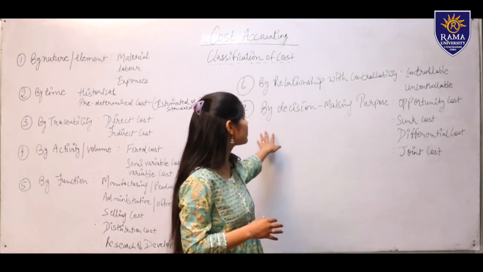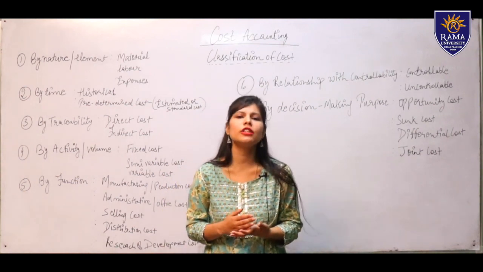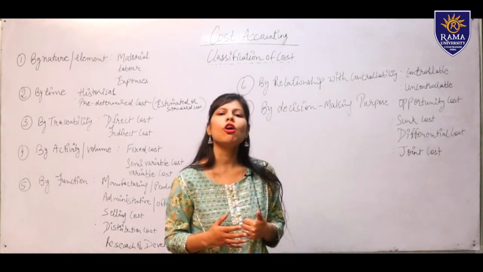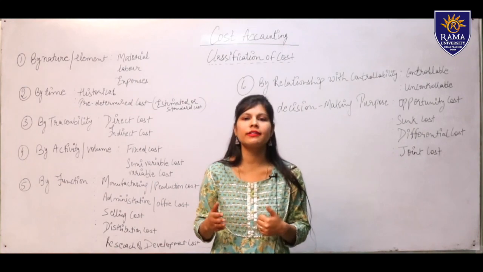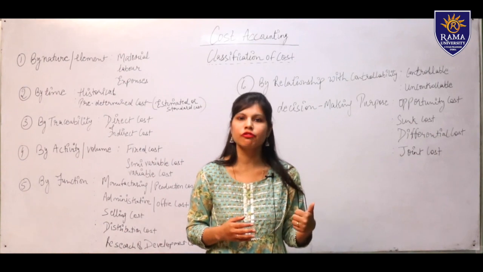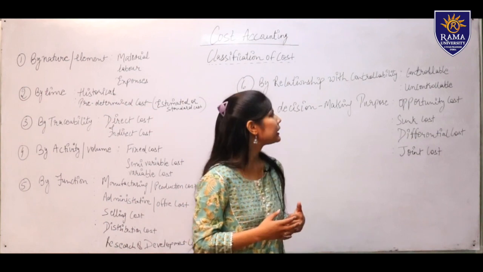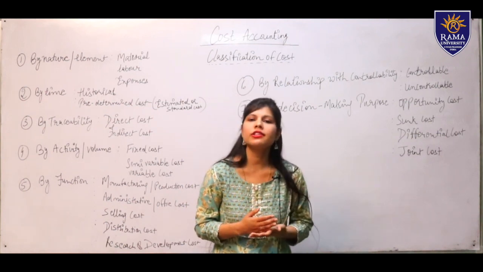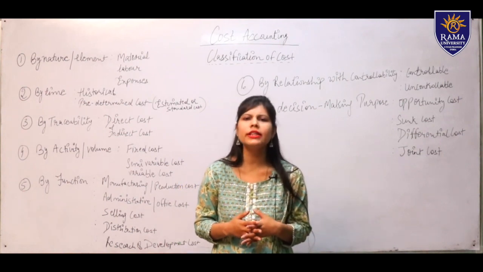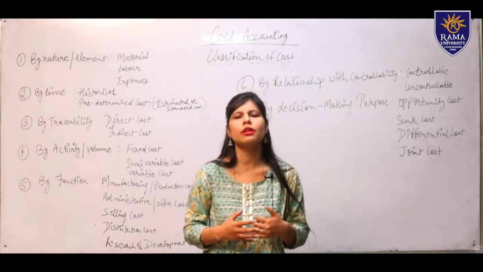And the last one is classification by decision making process. The first one is opportunity cost. Opportunity cost is termed as the best alternative cost, something which is sacrificed for choosing another alternative. The next one is sunk cost. Sunk cost is a cost which is incurred in the past and it doesn't play a very relevant role in decision making, but somewhere we can use it for comparison with our current cost.